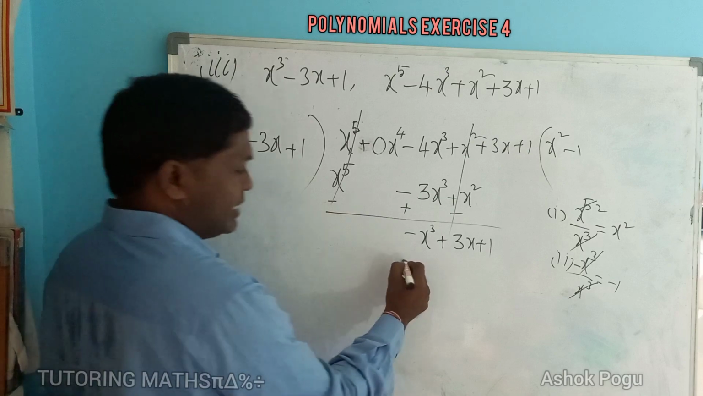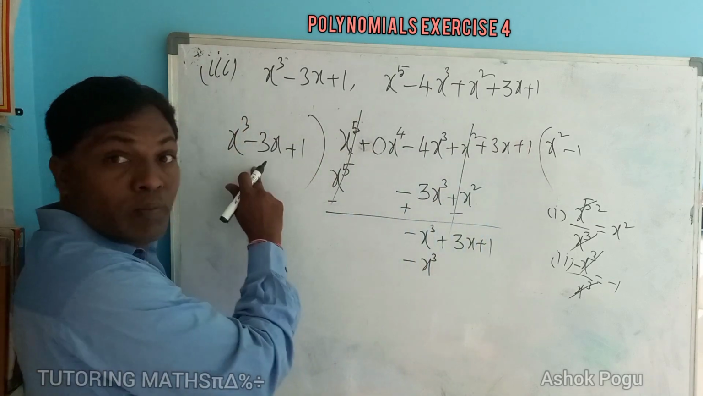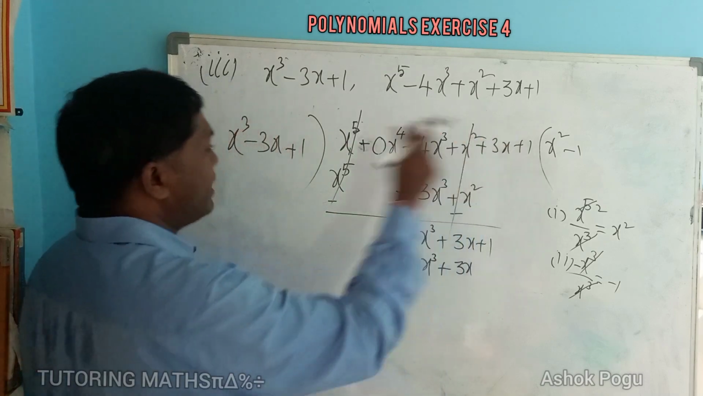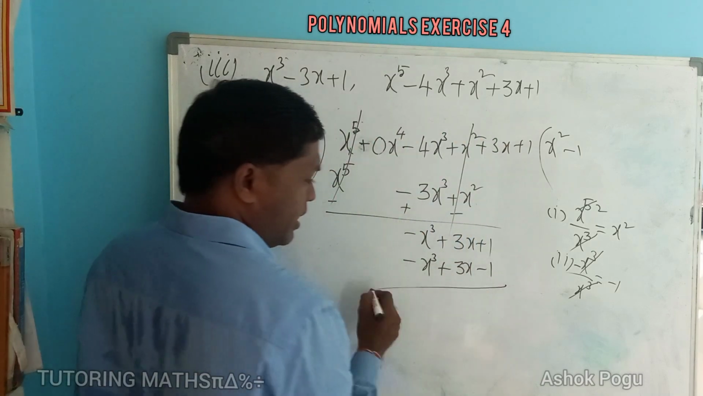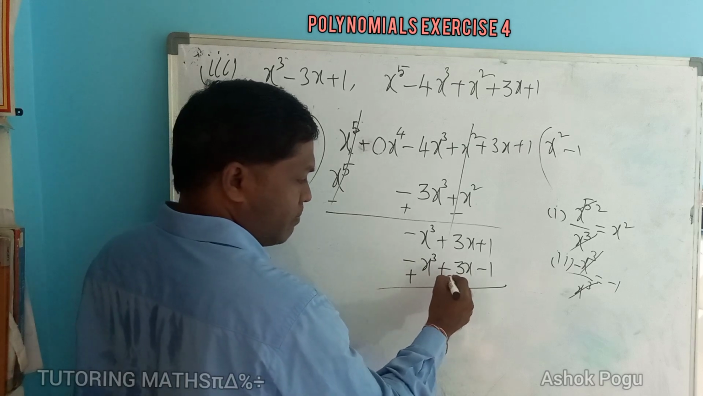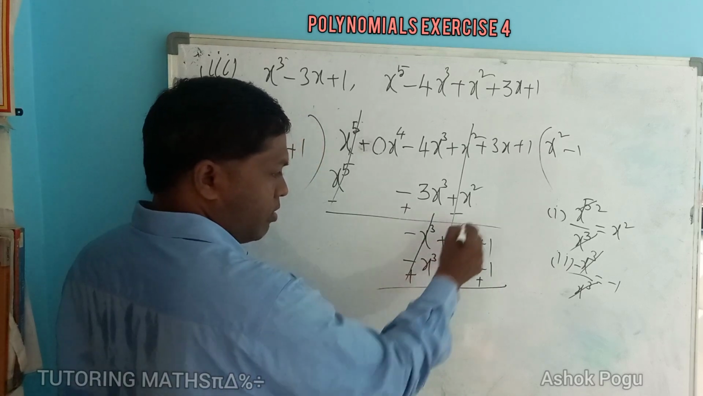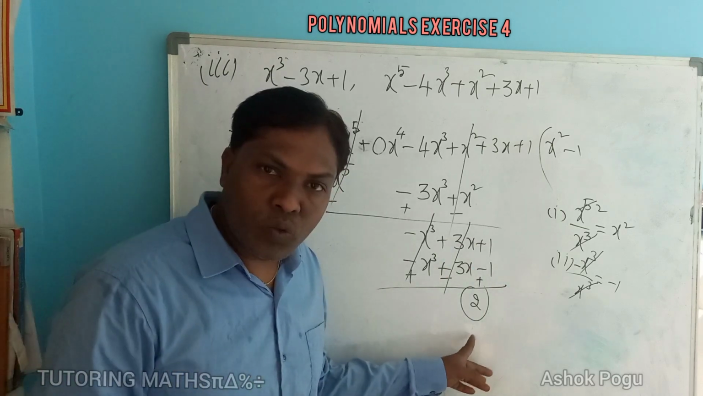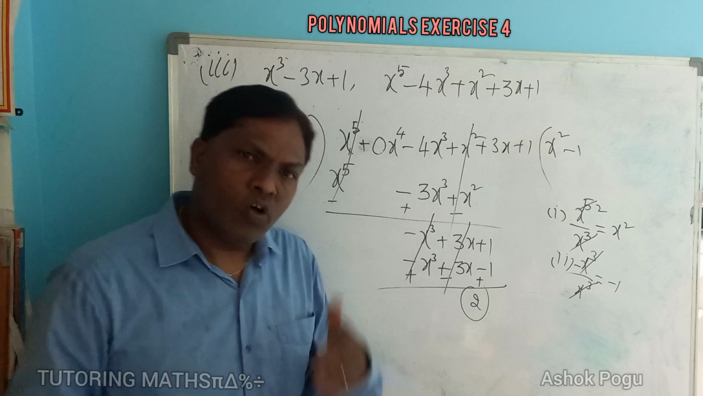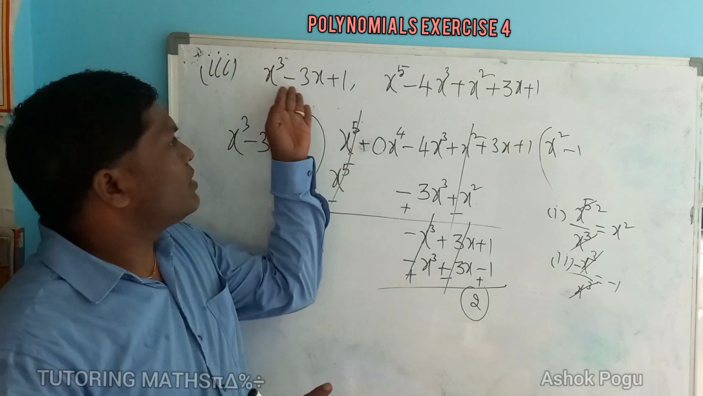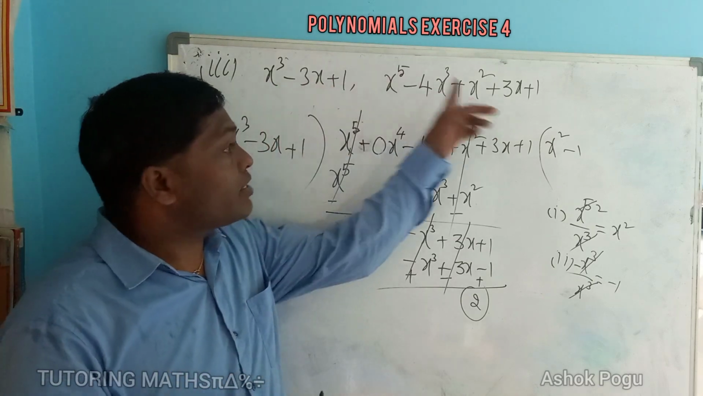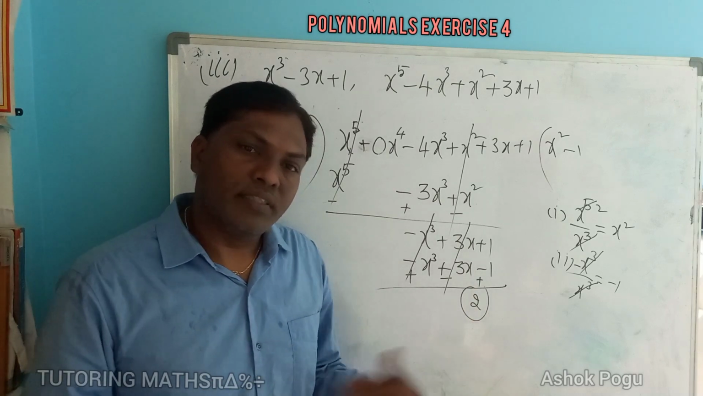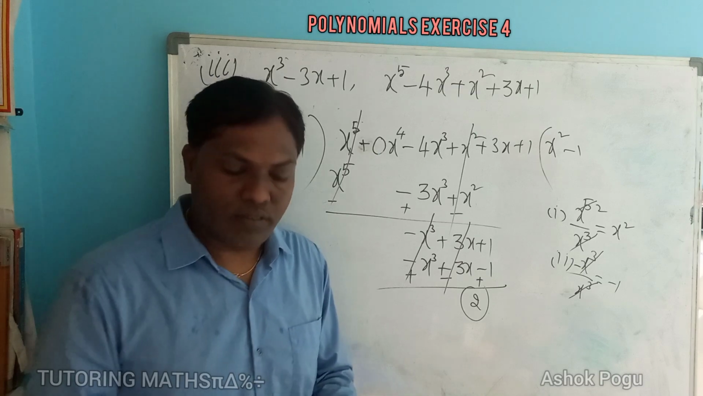Minus into plus, minus x cube; minus into minus 3x is plus 3x; minus into plus 1, minus 1. And finally minus becomes plus, plus becomes minus, minus becomes plus, all they get cancelled. 1 plus 1, 2 is left. Here the remainder is 2. Here the remainder is not equal to 0. So therefore we can say that the first polynomial is not a factor of the second polynomial. So just like this, you try to complete the remaining problems. Then we continue the next bit.